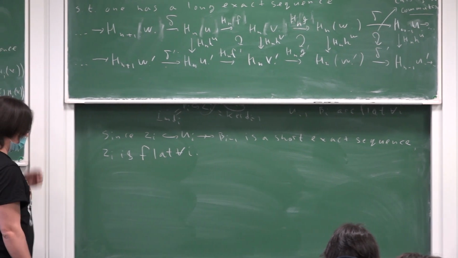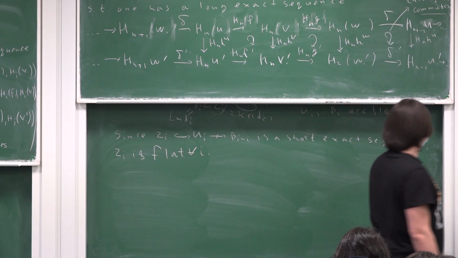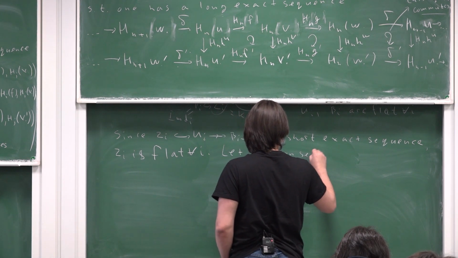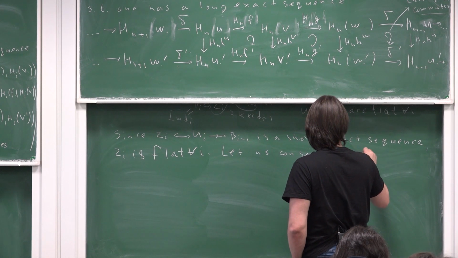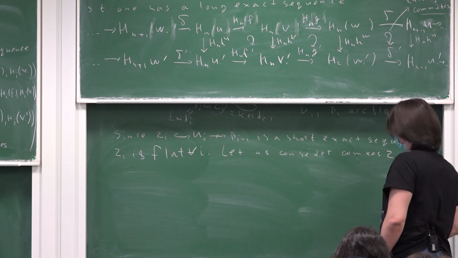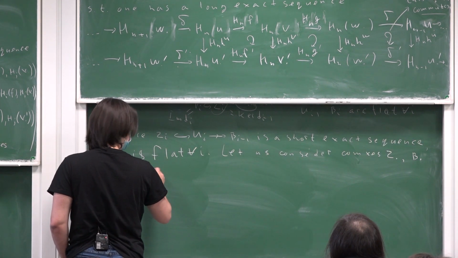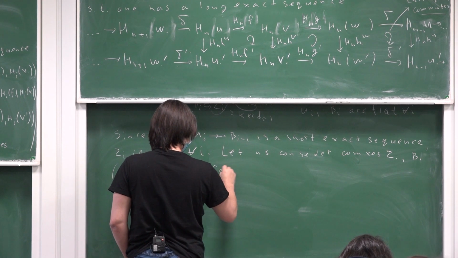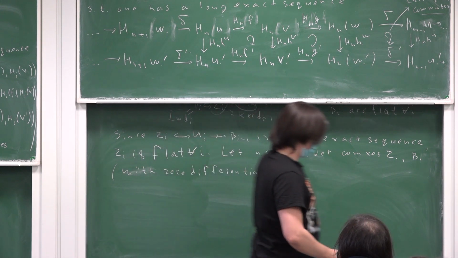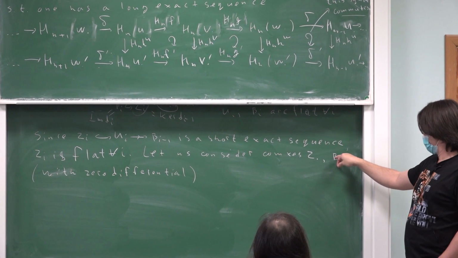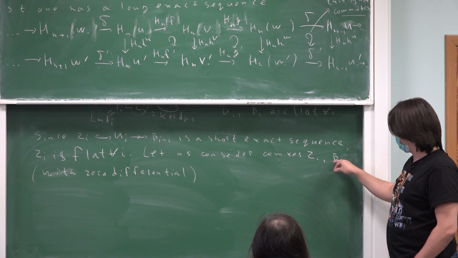And now we will consider the following sequence of complexes. Let's consider complexes U dot, B dot, with zero differential. So U dot is the complex whose ith term is U_i, with the differential zero. B dot is the complex whose ith term is B_i, with the differential zero.